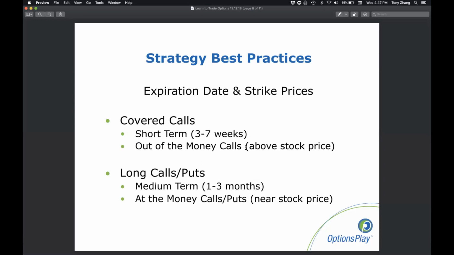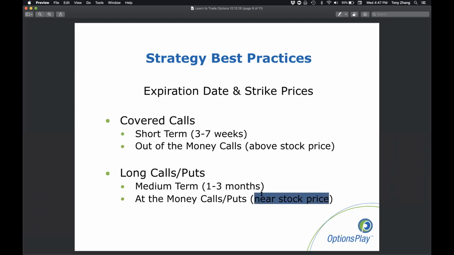If you're buying calls and puts, it's a little different. So covered calls is when you're selling a call option. Buying a call or put is when you're buying an option. So when you're buying an option, you typically want to go a little longer than that. So usually medium term, anywhere from 1 to 3 months out is usually a good starting point if you're trying to buy a call or a put. And when you're buying options, you want to start with at the money calls or puts. So calls or puts that are near the current stock price.